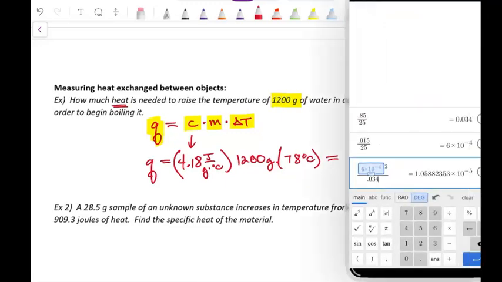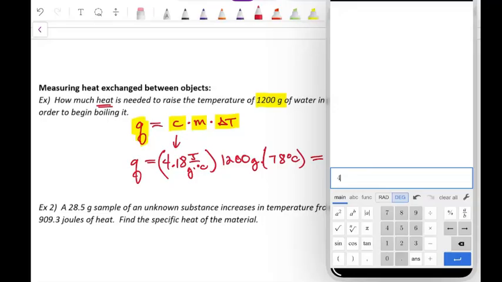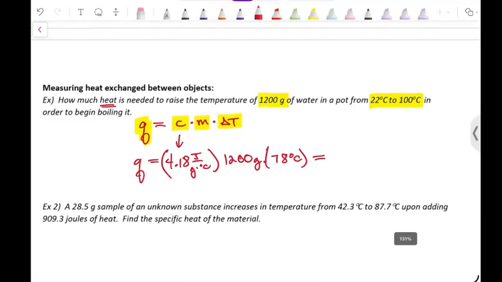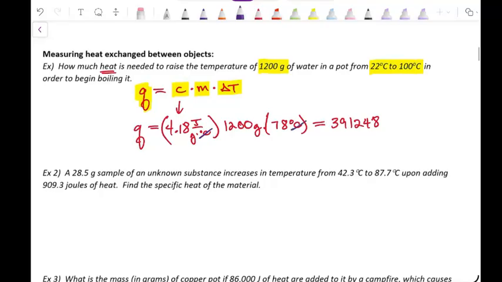And now we are ready to calculate. So in this case, just multiplication, 4.18 times 1,200 times 78. And it gives me 391,248. And if I look at the units here, we can see that degrees Celsius cancels and grams cancels, and that would leave me with the unit joules.